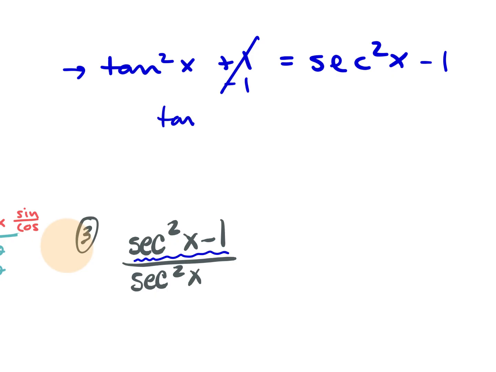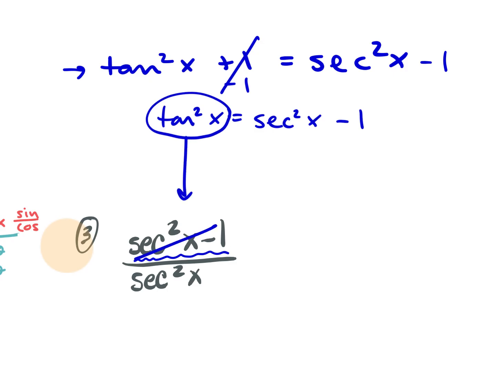So we have tangent squared equals secant squared minus 1. So I can replace the secant squared minus 1 with what? What does secant squared minus 1 equal? Tangent squared. We're going to replace that with tangent squared. So we have tangent squared over secant squared still.